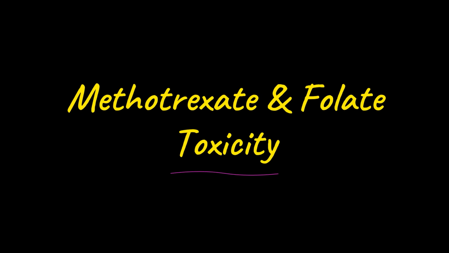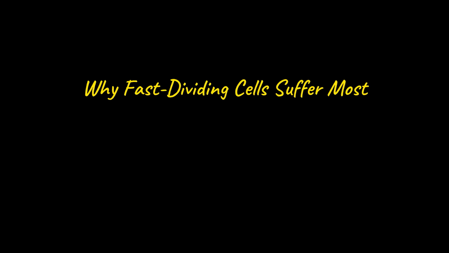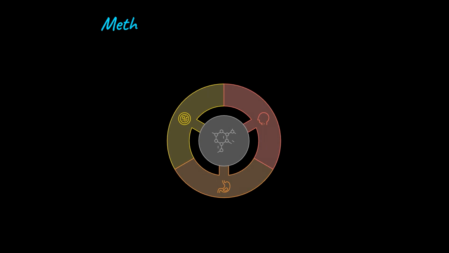Methotrexate works by blocking the enzyme that activates folate, starving rapidly dividing cells of what they need to copy DNA. Understanding why certain tissues suffer first explains the drug's side effects and why early signs matter so much. When folate is blocked, the cells that divide fastest are hit hardest. They need a constant fresh supply to keep up their turnover. Slow dividing tissues like muscle and nerve are largely spared.